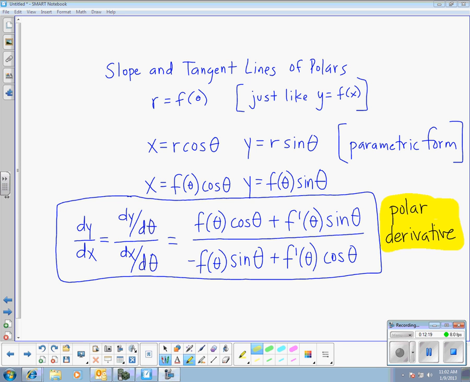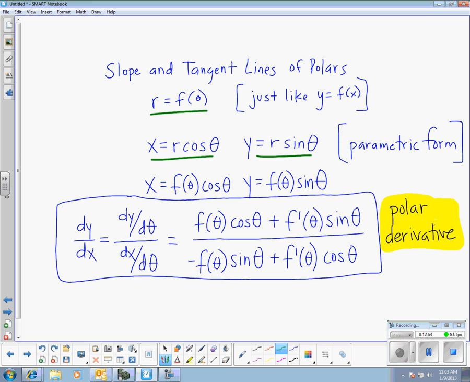So how do you get the slope of a polar? It's, first of all, up here, this is like y equals f of x, but it's r equals f of theta, just new variables. I told you on our front page, when you convert from polar to rectangular, x was r cosine theta and y was r sine theta. What that also does is it gives us a parametric form of our polar equation, where x and y are both defined separately in terms of theta.